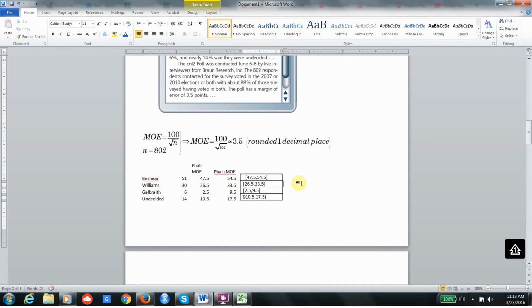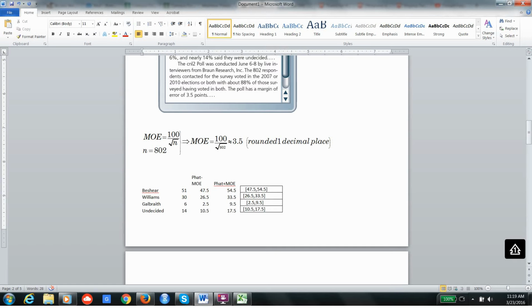So notice that Bashir doesn't really know that he's going to win. There is a chance, for example, that the true proportion that are going to vote for him are below 50%. It's actually quite possible. A large portion of this confidence interval lies below 50%. So he really can't be sure that he's going to win. It's kind of important to understand that.